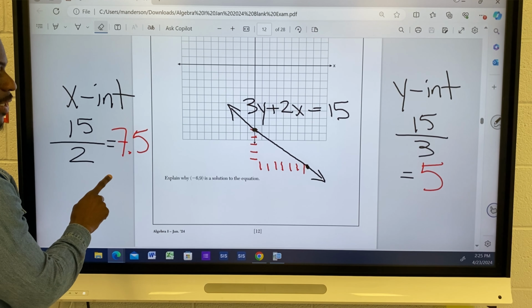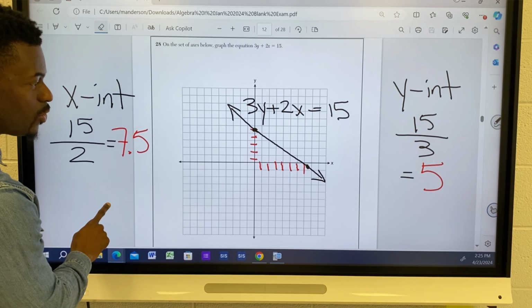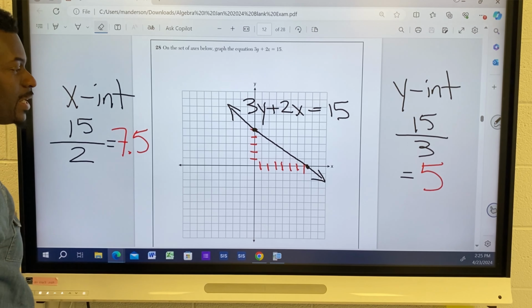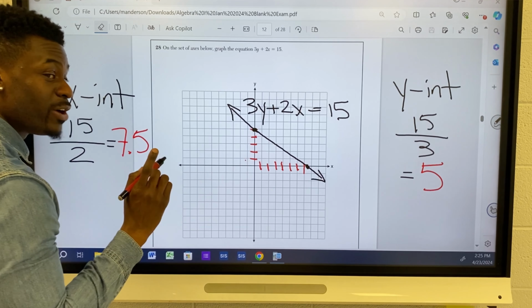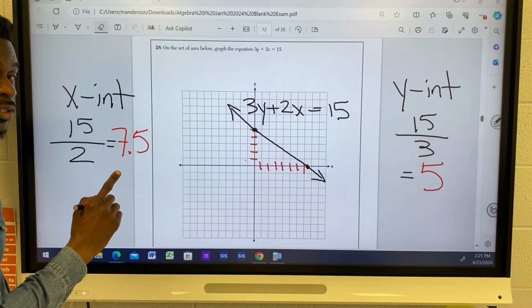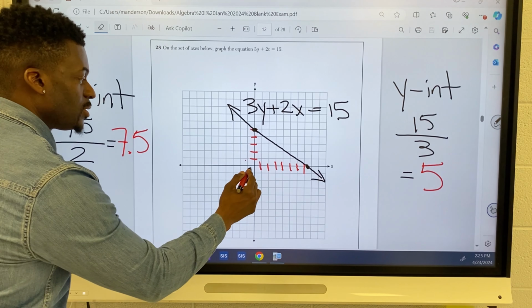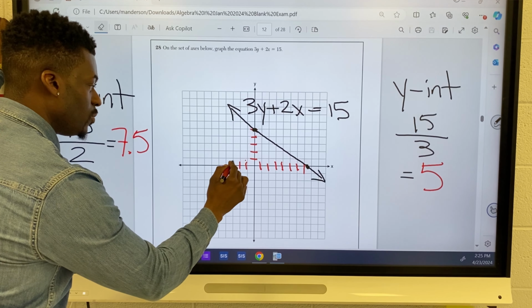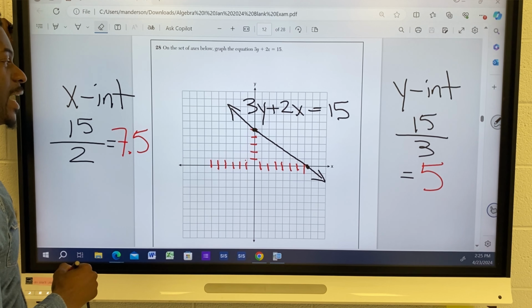So explain why negative 6, 9 is a solution to the equation. Okay, let's go back here. Let's find negative 6, 9. What direction should I go in first from 0? To the left. 1, 2, 3, 4, 5, 6. And then I'm going to 9.